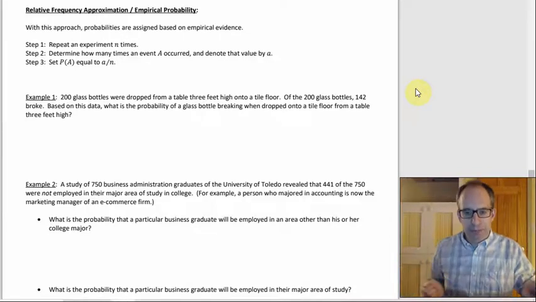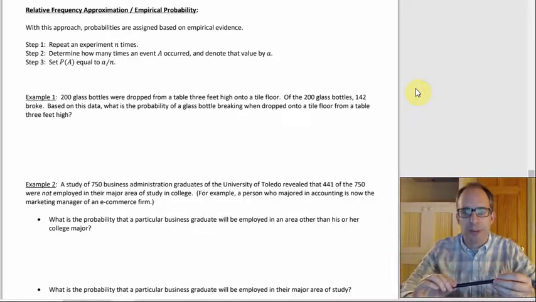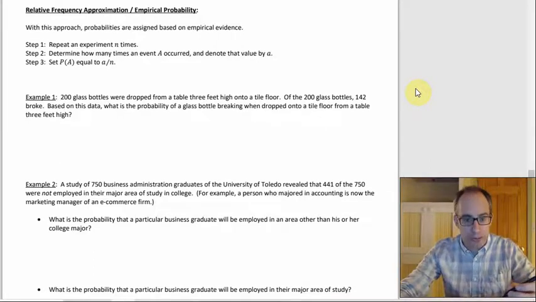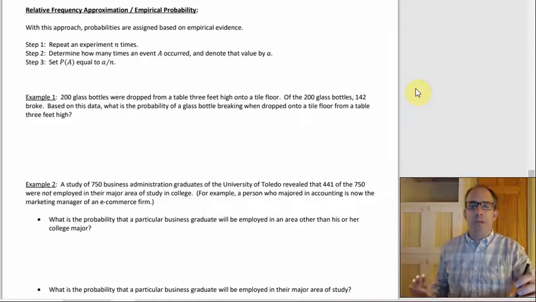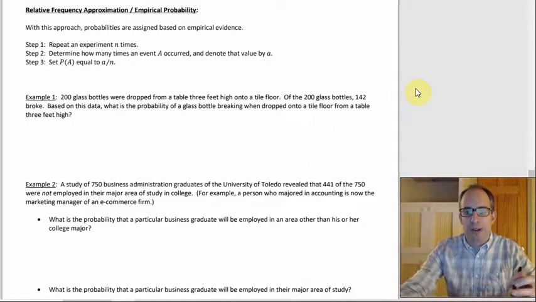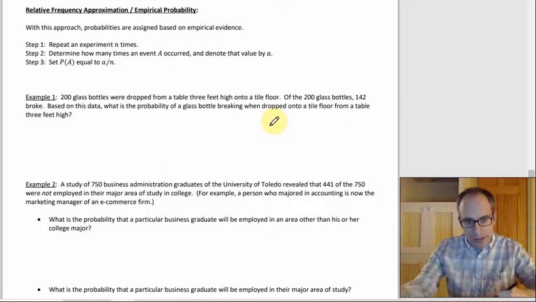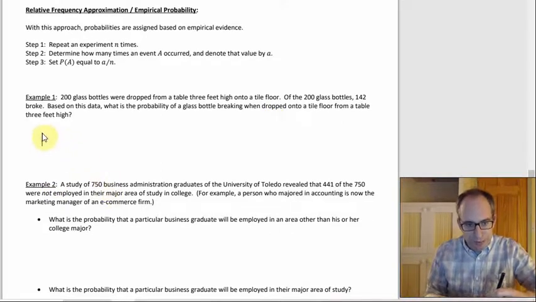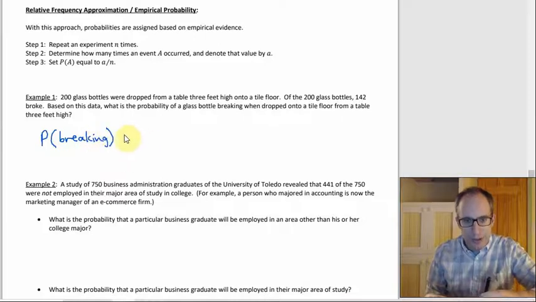For that first example, it says 200 glass bottles were dropped from a table 3 feet high onto a tile floor, and 142 of them broke. So based on that data, what would be the probability of a glass bottle breaking when dropped onto a tile floor from a table 3 feet high? Well, let's see. I guess we would just call this the probability of breaking. That sounds reasonable. So in the repetitions of the experiment, 142 broke out of 200.